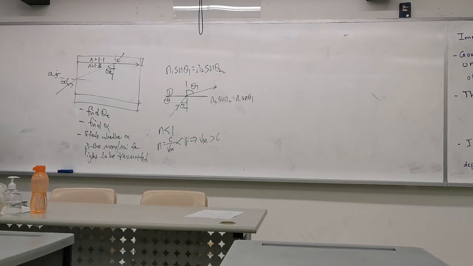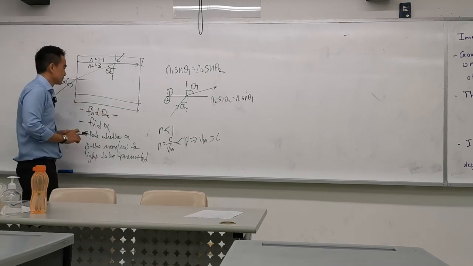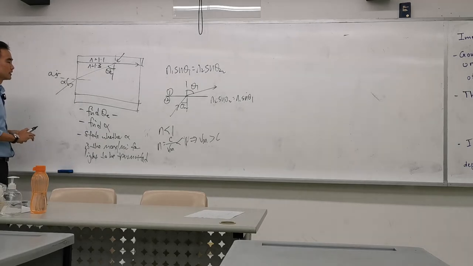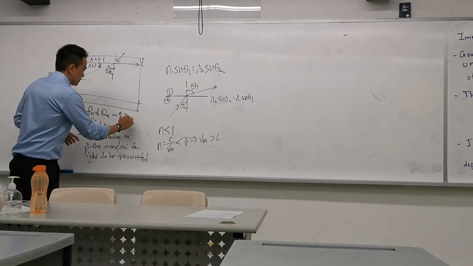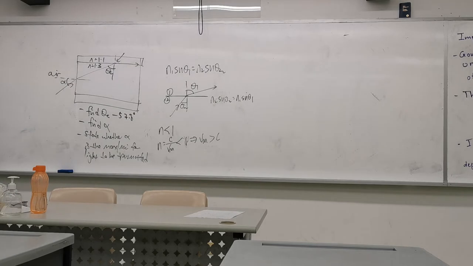So anyone would like to shout out what's the critical angle? 57.8, okay. Then find alpha. No angle for alpha? Cannot be, I think can.